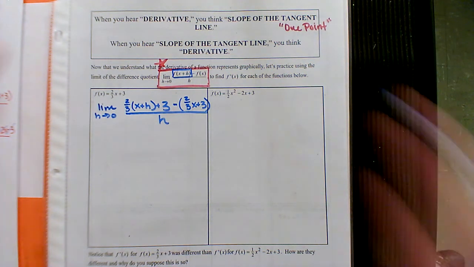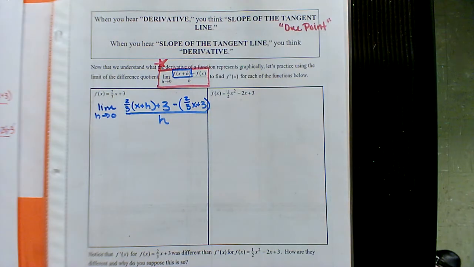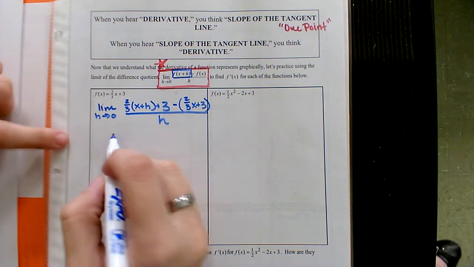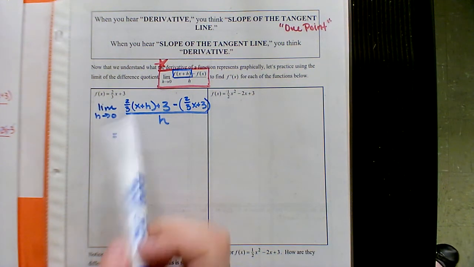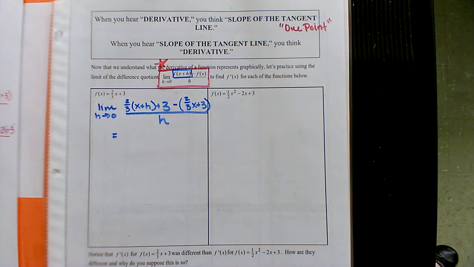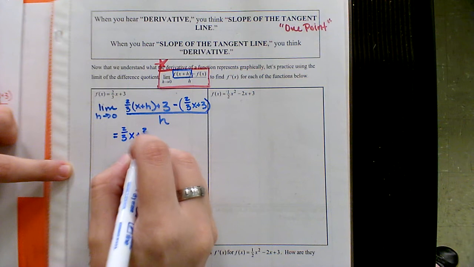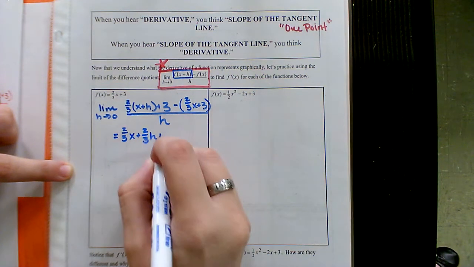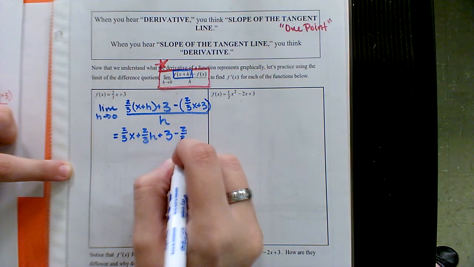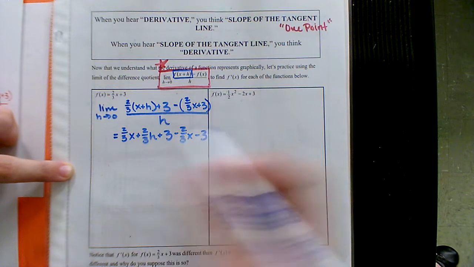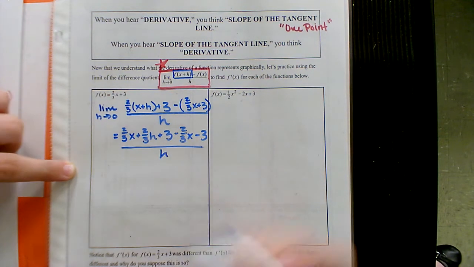So this specific limit, with the way we've set it up right now, is going to give us the slope of the tangent line at any x location we want. Let's go ahead and simplify it to see what this derivative is. So we can maybe do some distribution to get rid of parentheses. Maybe some things would cancel out in our favor. Let's see what happens. So 2/3 x plus 2/3 h plus 3 minus 2/3 x minus 3 all over h.